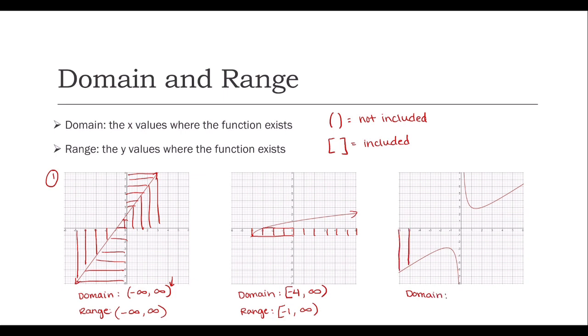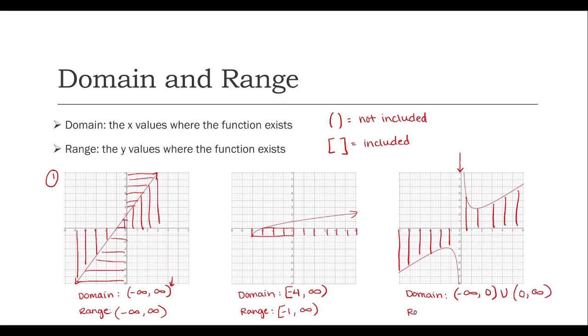So it's going to exist for all x values up until 0. It doesn't exist at 0. So we'd have negative infinity to 0, and 0 is not included because we don't have a point at 0. And then we have a second section of our function, so we're going to put a u for union, and then it starts just after 0 and goes all the way to infinity. So u, 0, comma, infinity.